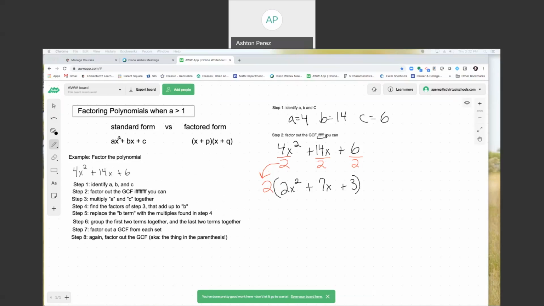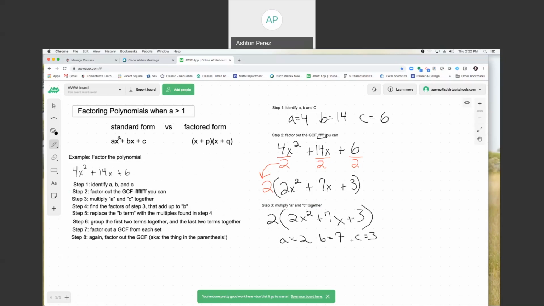Okay. All right, let's move on to step 3. We've pulled out the GCF and simplified. So let's do step 3. Step 3, multiply A and C together. Now, I will mention that the A and C I want are from this new version, right? So let's go ahead and rewrite that. Remember, we're dropping that 2 down. Okay, so now we have our new A, B, and C. So let's say A equals 2, B equals 7, and C equals 3.